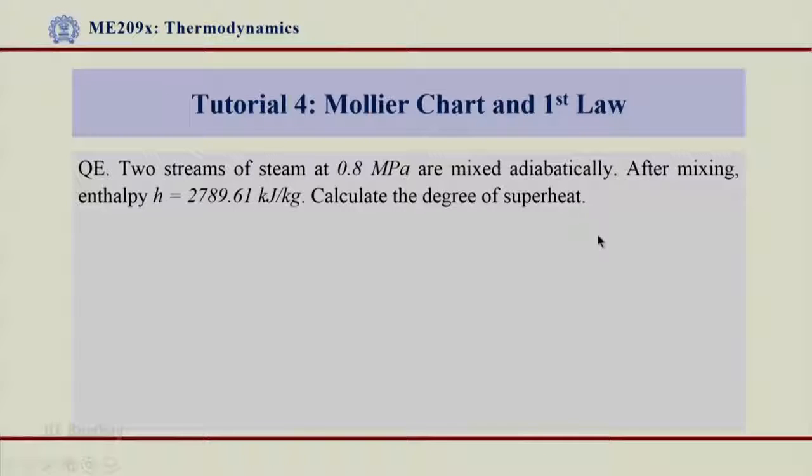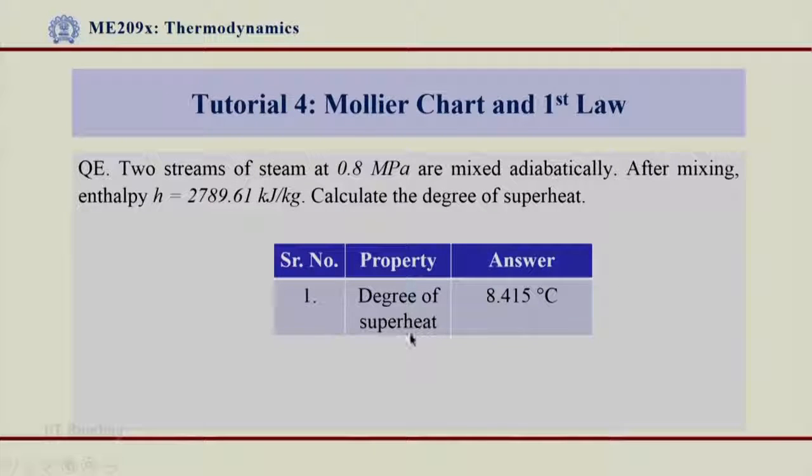I hope the concept is clear. I may not have covered the theory of degree of superheat, but it is a simple thing: the temperature T minus the Tsat value corresponding to that pressure. So, I can write down the answer now. The degree of superheat is found to be 8.415 degree centigrade. Thank you very much.